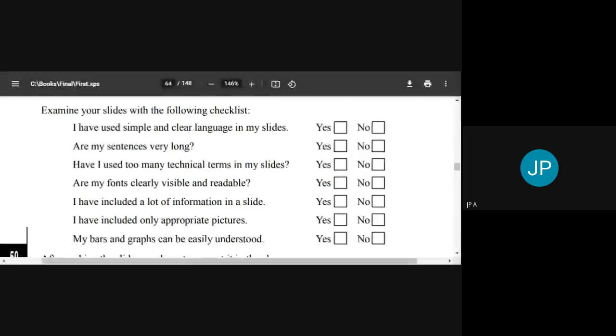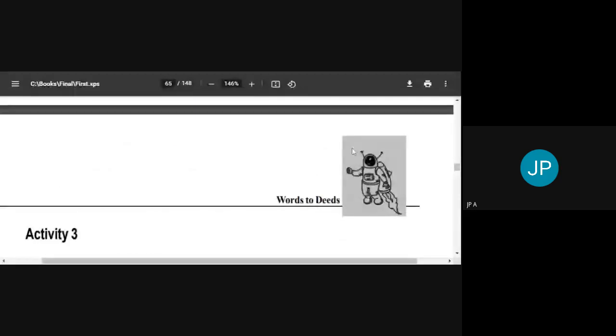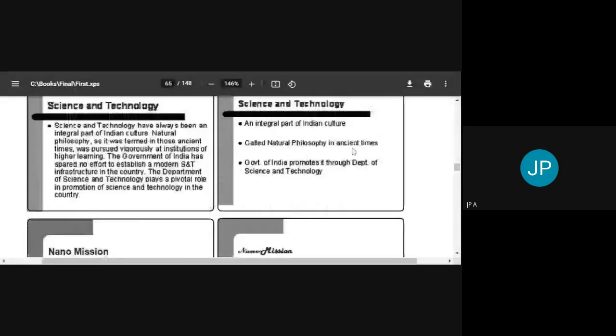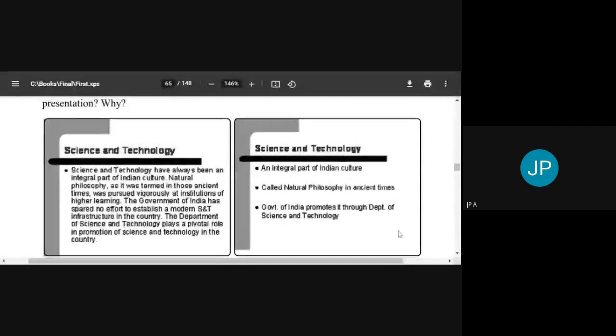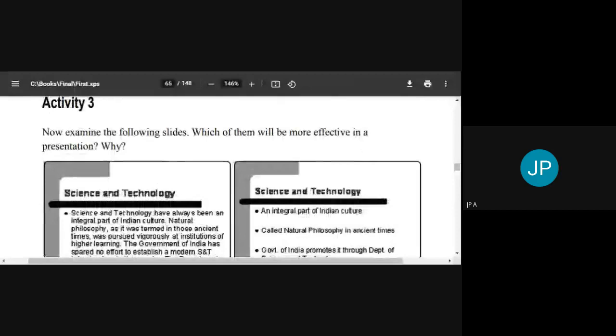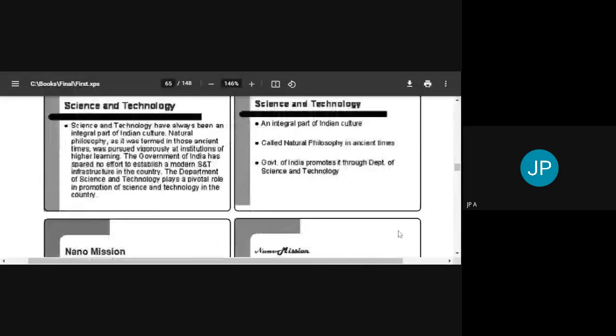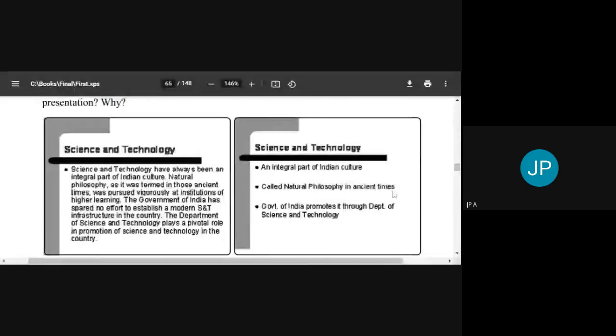to see how the same kind of slide, but one slide is good, the other slide is not so good. So that is activity 3. Examine the following slides. Which of them will be more effective in a presentation and why? If you look at the first slide, and the same kind of information is there in the second slide, you will find which is more effective before an audience.